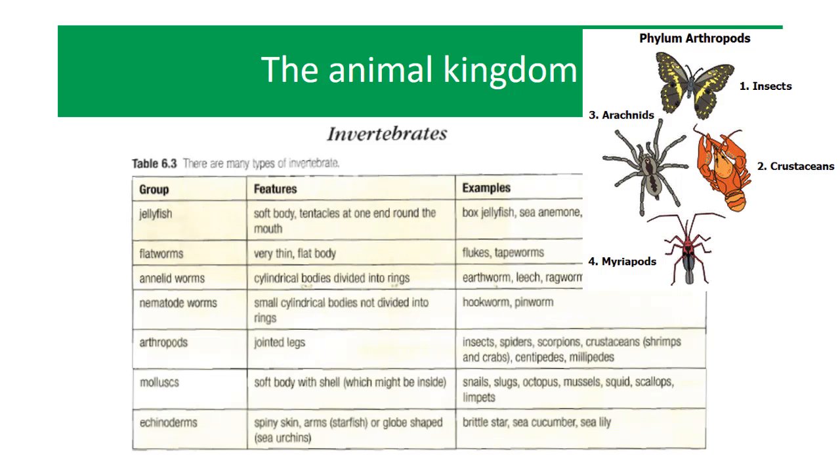Arthropods, guys. Arthropods have jointed legs. All the insects, all the spiders, scorpions, crustaceans, crabs, they are arthropods. They are the most by number of any other organisms. Arthropods are the most populated group. Their numbers are the highest all over the world.